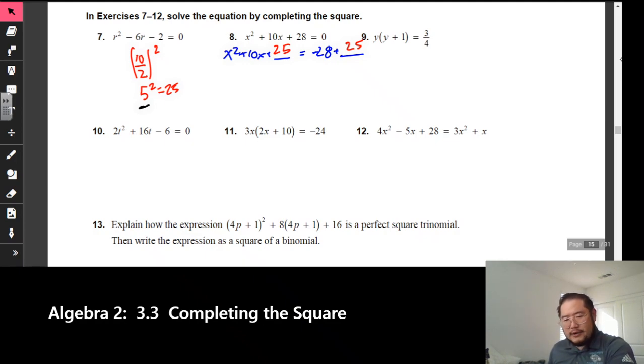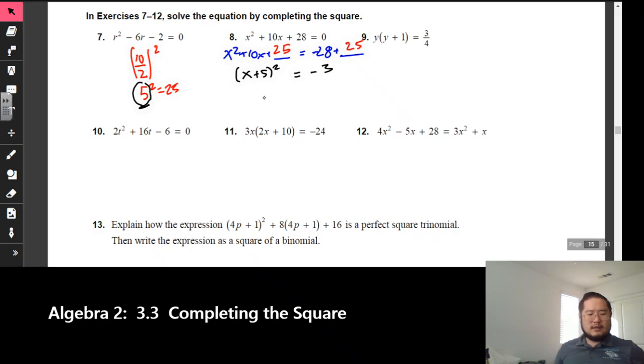We're going to factor on the left. So I got x plus 5, quantity squared. How do I know it's plus 5? Because this is a positive 5 right here, the number I got when I took the b term and divided by 2. Then that is going to be equal to negative 28 plus 25. So that's going to get us negative 3.